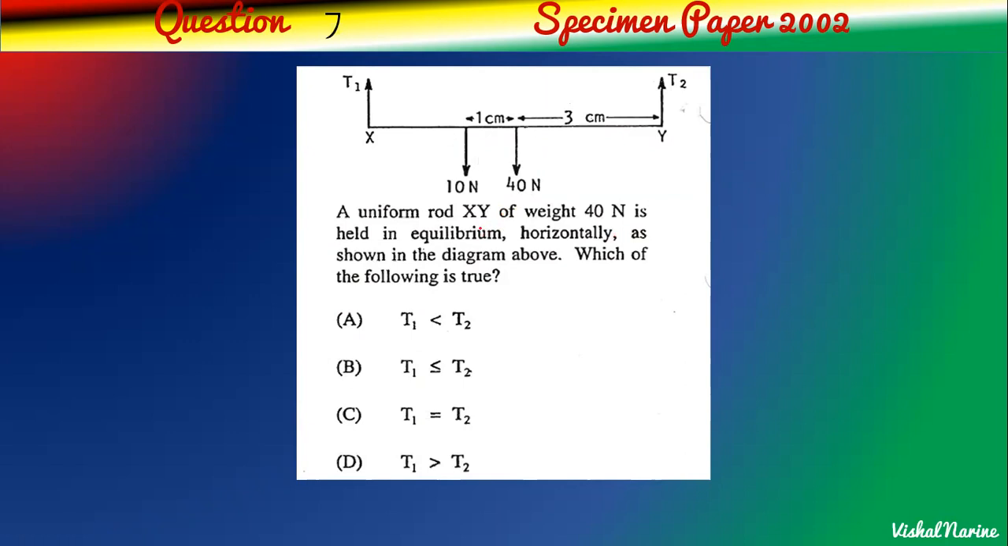So to work this question here, what we do is that in one instance, we use X as the pivot, and we work for the moment. And then we use Y as the pivot, and we work for the moment. And then you compare the T1 value and the T2 value. All right, and you will find that T1 is going to be less than T2. Also, question 7 is A.